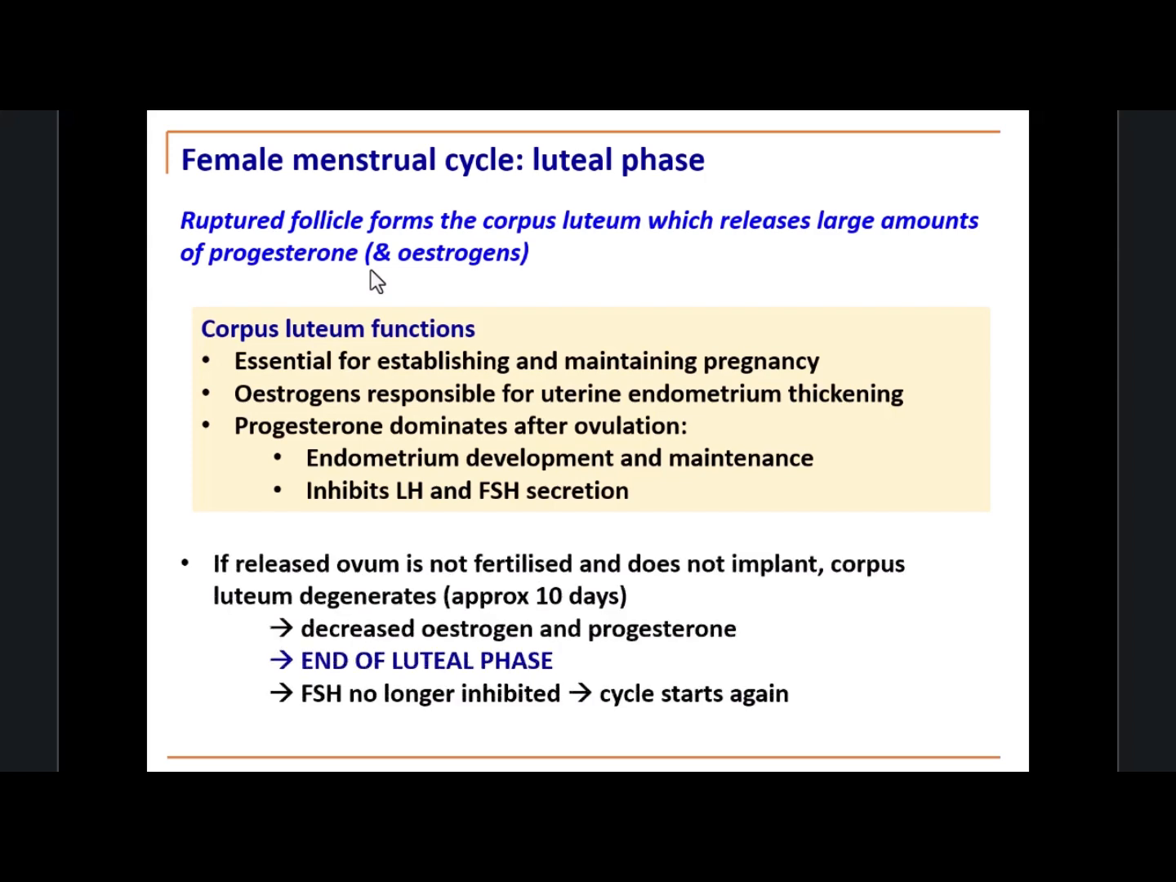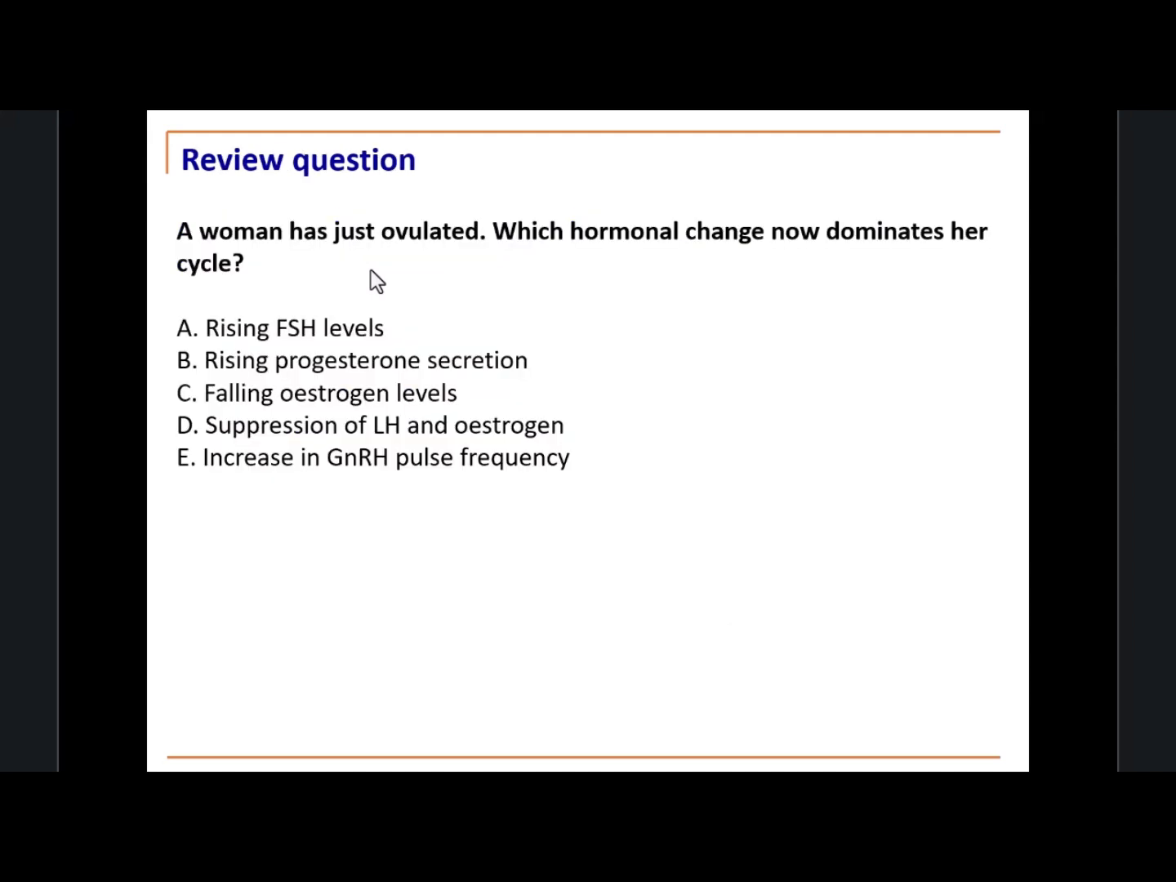So if the released egg is not fertilized and doesn't implant, the corpus luteum degenerates after about 10 days. And like I said, that's because luteinizing hormone levels drop. And as the corpus luteum degenerates, estrogen and progesterone levels drop. That is the end of your luteal phase. And now, because there is no progesterone there, FSH is no longer inhibited, so the whole cycle can start again. Okay, review question. Press pause.